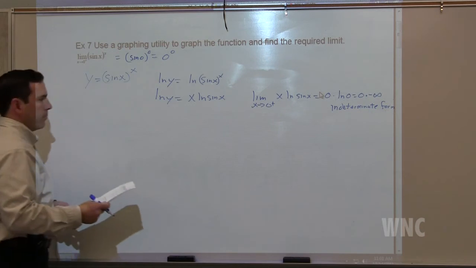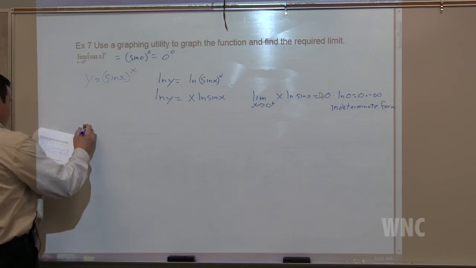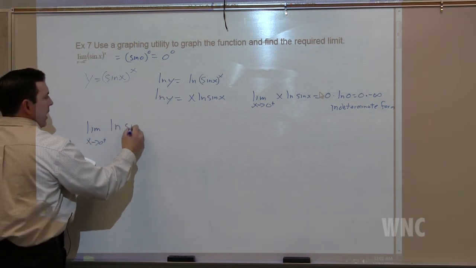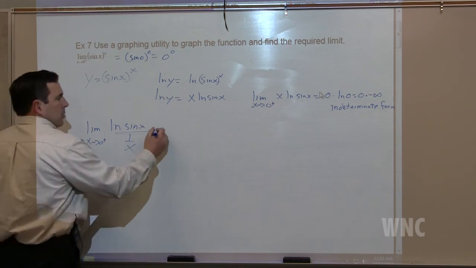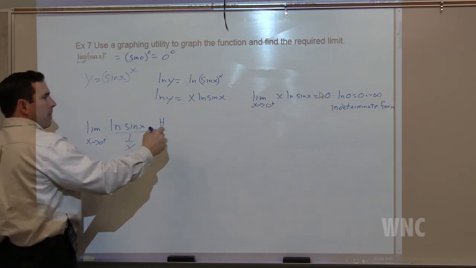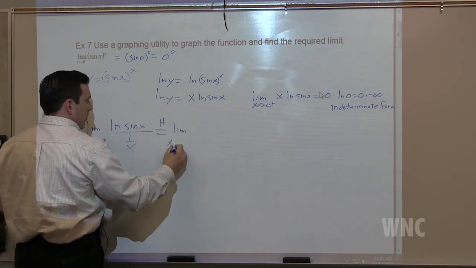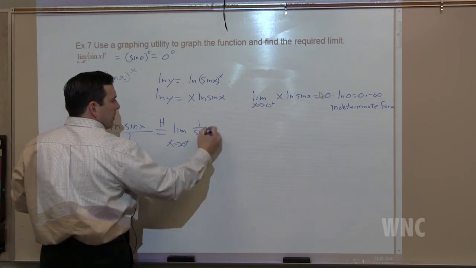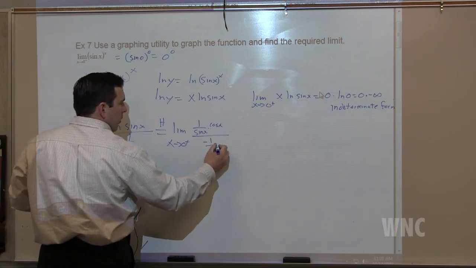Okay, we have an indeterminate form. So, applying L'Hopital's rule, treat this as the limit as x goes to 0 from the right side of the natural log of sine x over 1 over x. So this would end up flipping up and become a coefficient. So now we can apply L'Hopital's rule because natural log of sine x is negative infinity, 1 over 0 is infinity. So that's going to be the derivative of natural log of sine x, which is 1 over sine x times the derivative of sine, cosine x, over the derivative of the denominator, which is negative 1 over x squared.